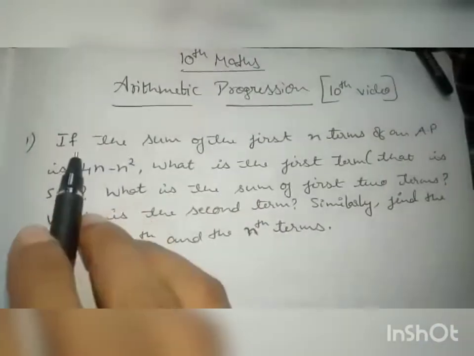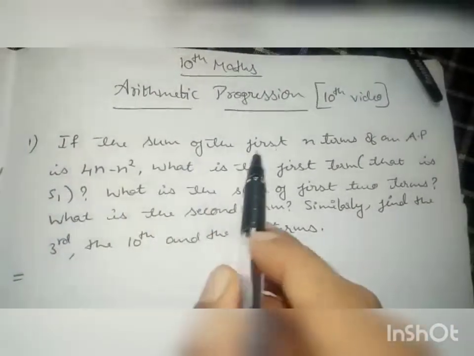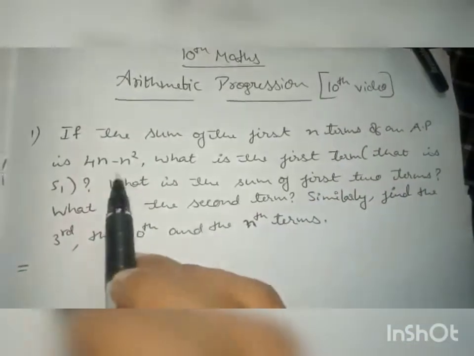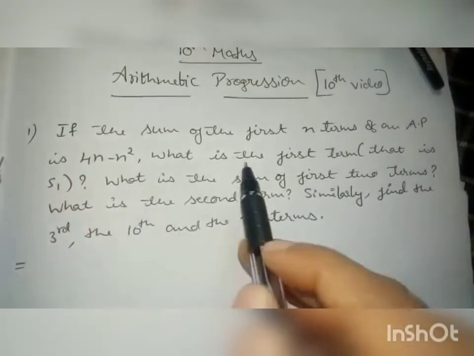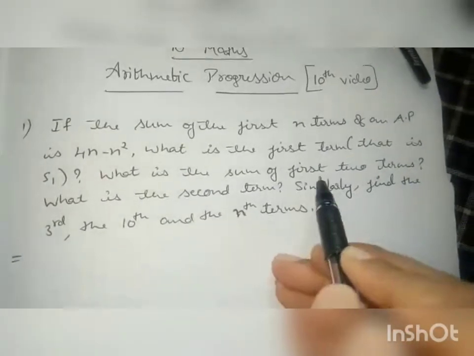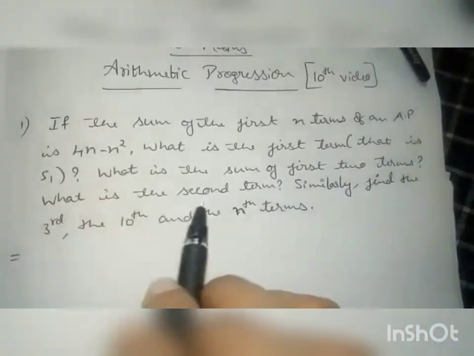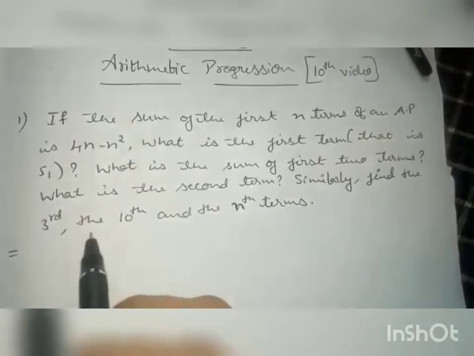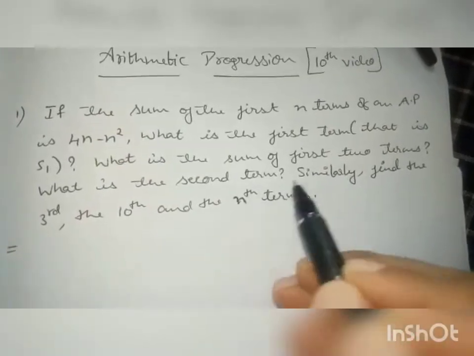So the first question: if the sum of the first n terms of an AP is 4n minus n square, what is the first term? That is S1. What is the sum of first two terms? What is the second term? Similarly, find the third, 10th and the nth term.